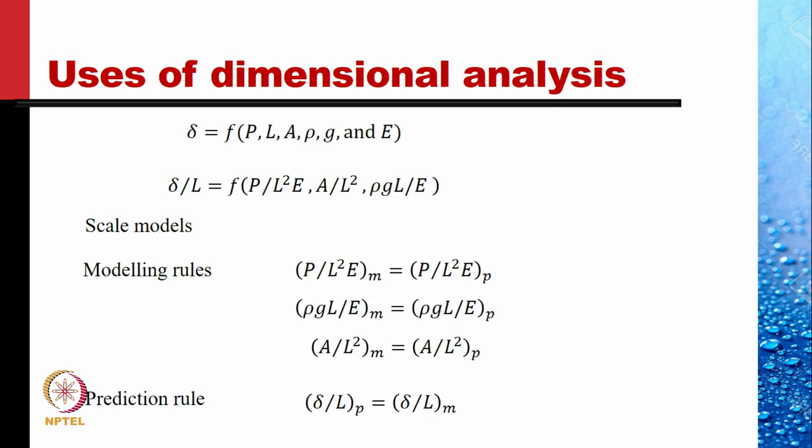Thus, we can construct a scale model, and if we measure delta by L in this scale model, the value of delta by L of the prototype would be exactly the same as you obtained in the model. So if we could measure the value of delta in the model, we could predict the value of delta in the prototype. This is a major use of dimensional analysis. It permits us to do scale model tests.